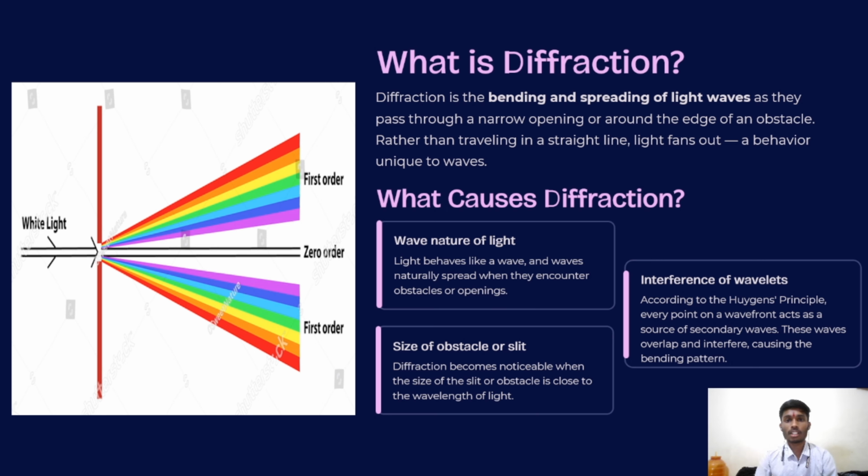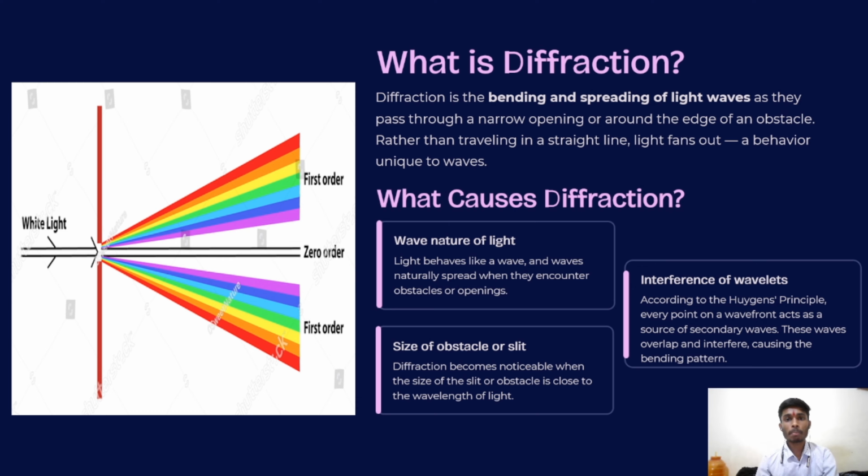Okay, then the second one is the cause of size. Here, in the diffraction phenomenon, the size of the obstacle or edges or the slit width is comparable with the wavelength of the light used. Okay, and the third one is the interference of wavelength.